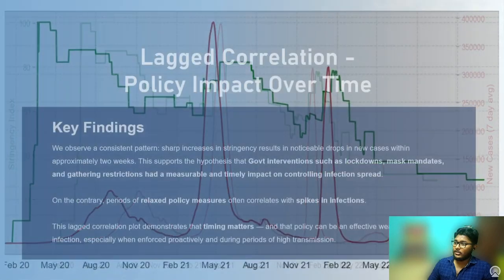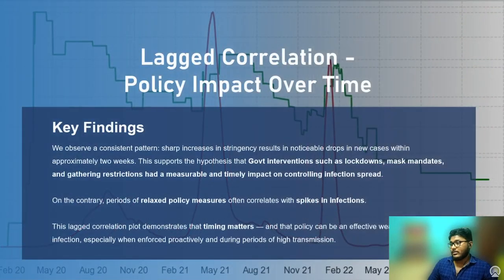Now, what are the key findings here? We observe a consistent pattern: a sharp increase in stringency resulting in noticeable drops in new cases within approximately 2 weeks. This supports the hypothesis that government interventions such as lockdowns, mask mandates, and gathering restrictions had a measurable and timely impact on controlling infection spread. On the contrary, periods of relaxed policy measures often correlated with spikes in infection. This lag correlation plot demonstrates that timing matters and that policy can be an effective weapon against the infection, especially when enforced proactively and during periods of high transmission.